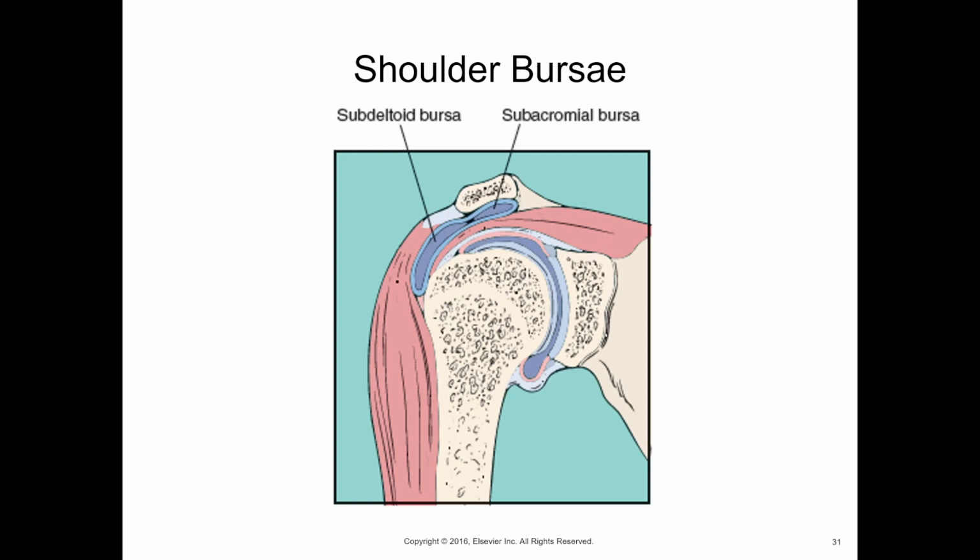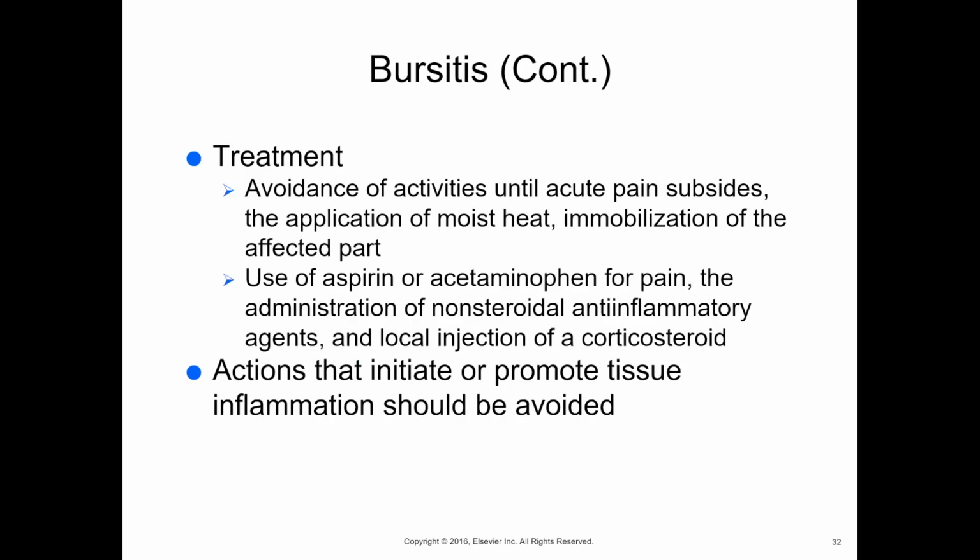You can also have things like trauma, direct impact, especially that subdeltoid bursa, your trochanteric bursa in the hip. That's lateral to your greater trochanter, just anterior to the start of the IT band. That guy is prone to inflammation if you fall directly on your lateral hip.